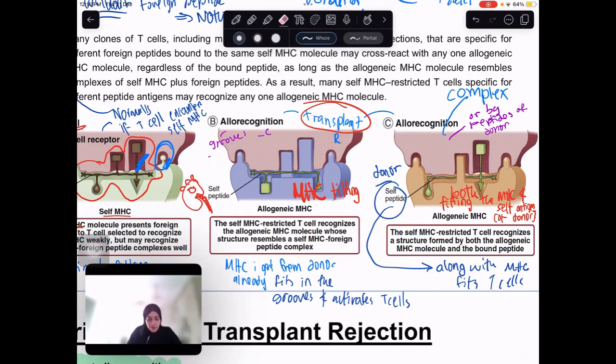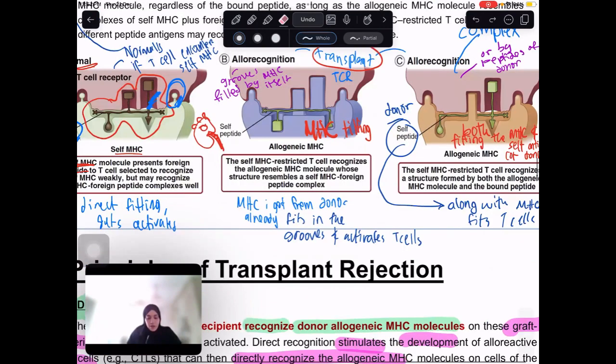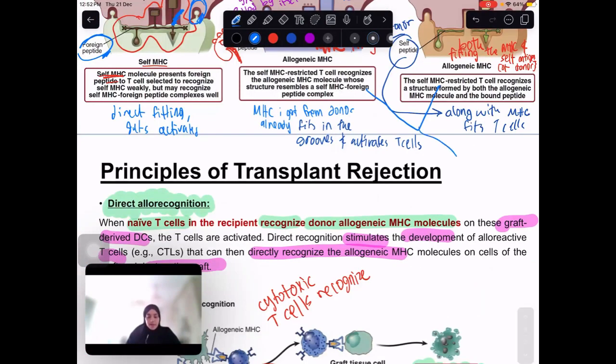Okay, now in these two cases, this is where the transplant is. Now I can have direct or I can have indirect allo recognition. So allo, we know the transplantation from the allograft, you remember? So that's the idea. We have direct or indirect. Direct one is what?